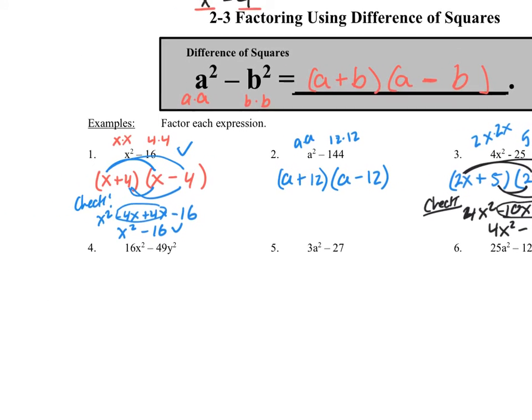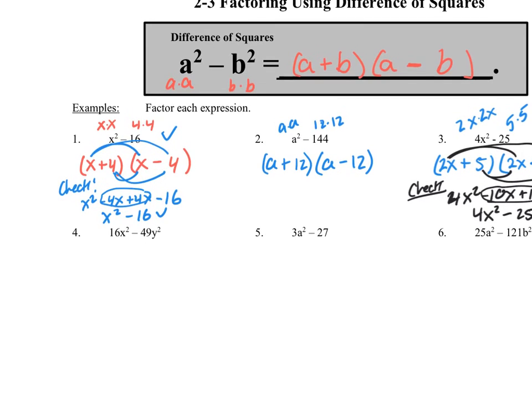All right. So sometimes we will have multiple variables, and that's okay as long as, again, everybody's a perfect square. So looking at this first term, for 16, I would need a 4 times a 4. To get x squared, I would need an x times an x. So when I go to factor, that's going to tell me my first term of each of my factors, 4x and 4x.